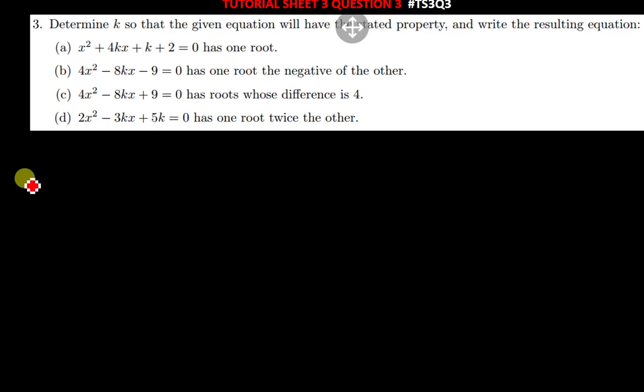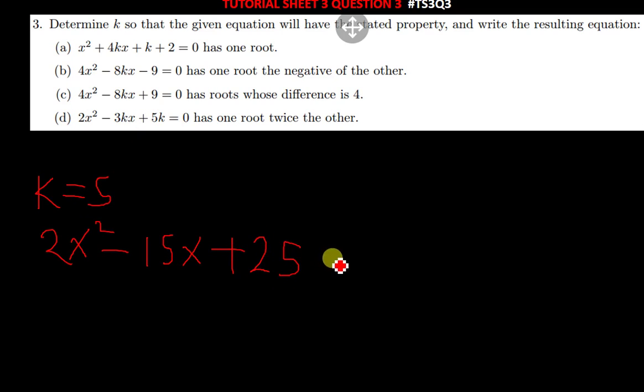Okay, so let's use our other value of k. When k is equal to 5, you put it there. So we're going to have 2x squared minus 3 times 5, you get 15x, and then 5 times 5, you get 25, plus 25 being equal to 0. So basically this is how you find the equation. So this is the equation that is needed for question D. So this is how you even find the equation for the rest of these other questions.